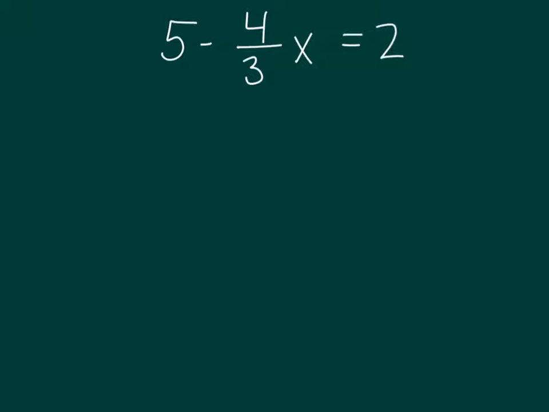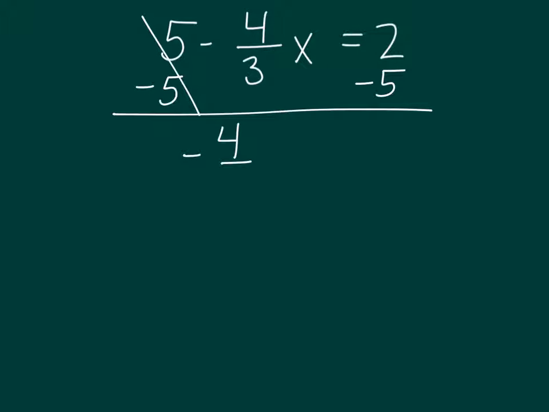Okay, so when I first look at this one, I'm just going to combine like terms. I think that helps and just gets rid of a step right away. So I'm going to subtract 5 from both sides, and that's going to give me -4/3 x is equal to -3. If you decided to multiply everything by 3 in the first step, that's okay. You'll end up getting the exact same answer as well.